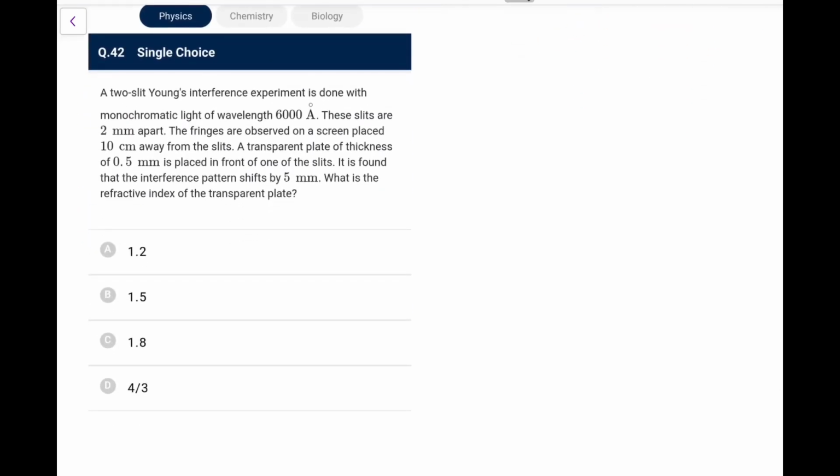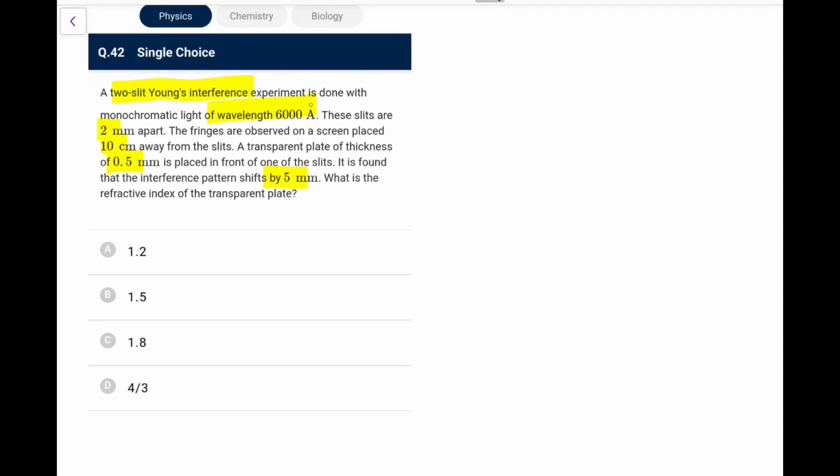A 2-slit Young's interference experiment is done with monochromatic light of 6000 angstrom. These slits are 2 mm apart. The fringes are observed on a screen placed 10 cm away from the slits. A transparent plate of thickness 0.5 mm is placed in front of one of the slits. It is found that the pattern shifts by 5 mm. What is the refractive index of the transparent plate?